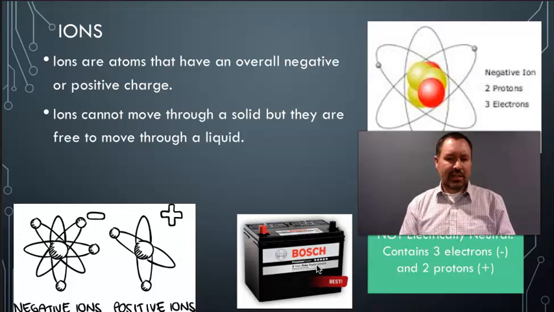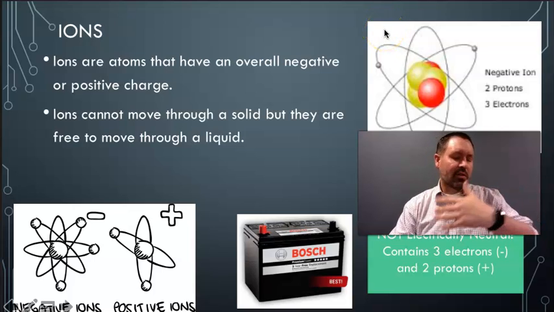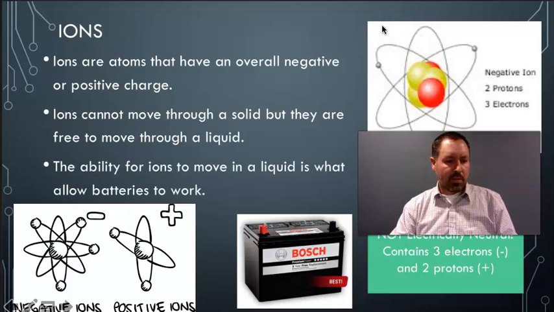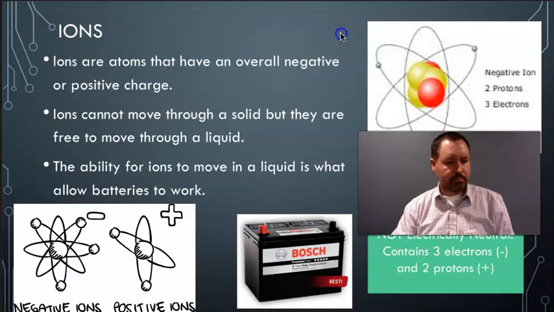So it's this differential in charges that creates the positive and the negative side on a battery. It's the ions. That's how batteries work, and batteries create their own form of electricity, direct current, and we're not going to spend much time on that. It says the ability for ions to move in a liquid is what allows batteries to work. I just told you that. So let's keep going.